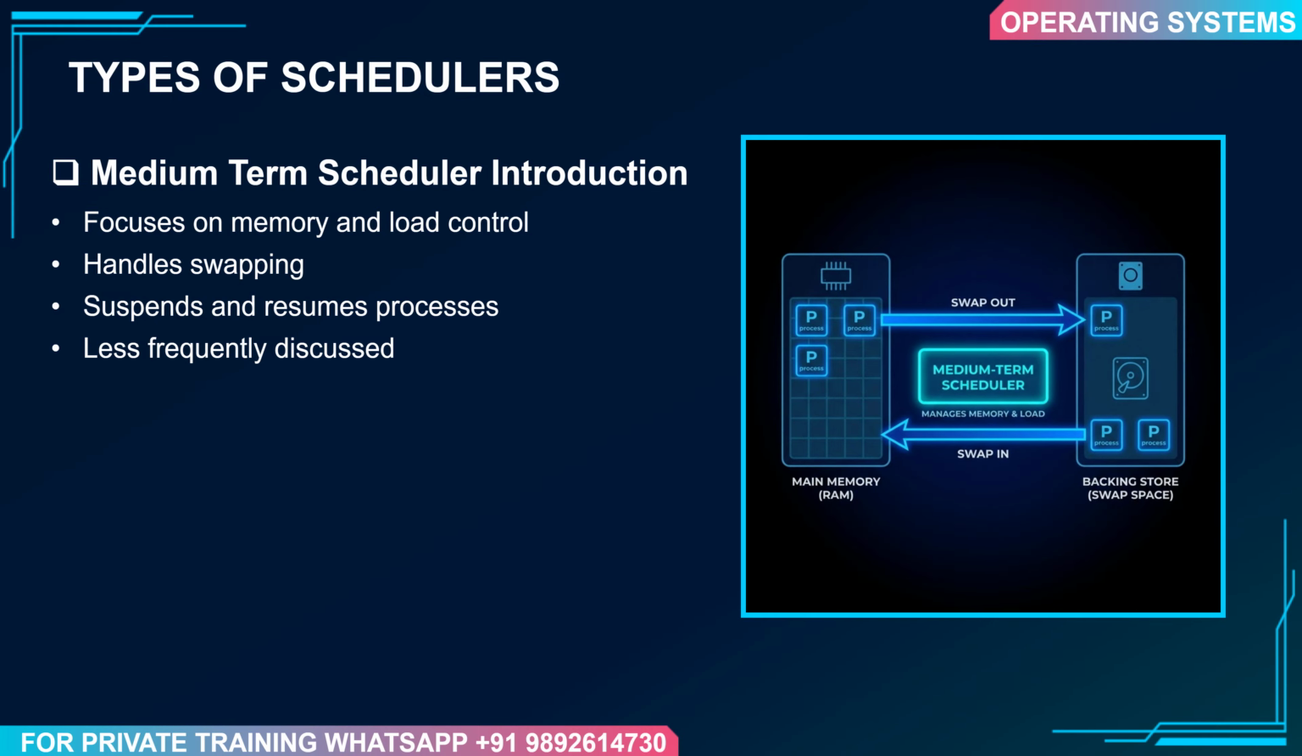Now let us move to the medium-term scheduler, which is often less talked about but plays a very practical role. The medium-term scheduler focuses on managing memory and system load by temporarily removing processes from memory and bringing them back later. This process is known as swapping.